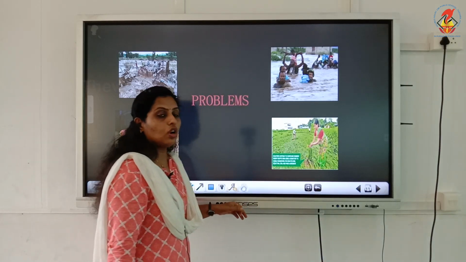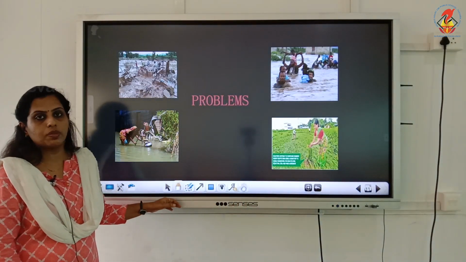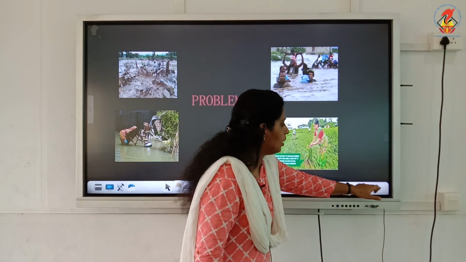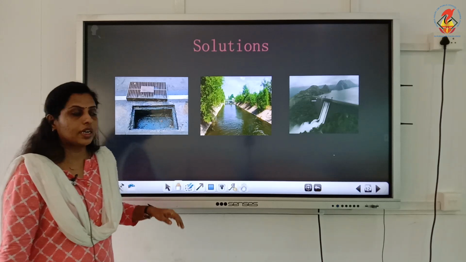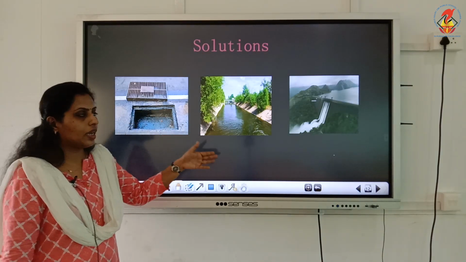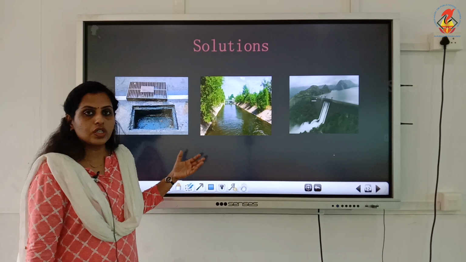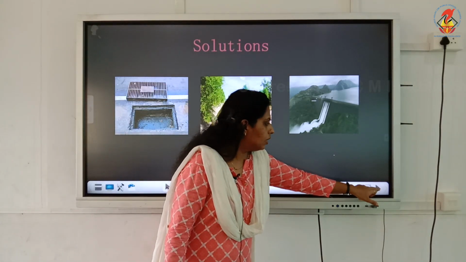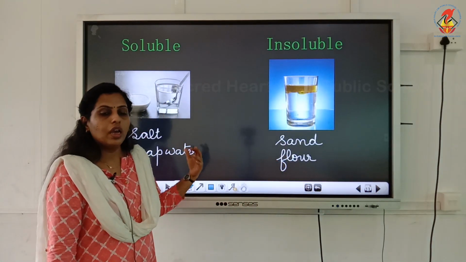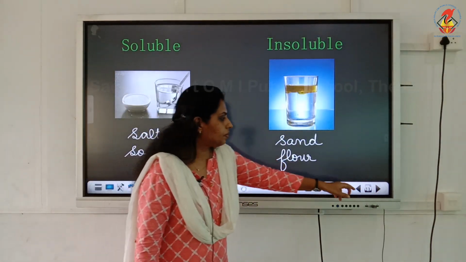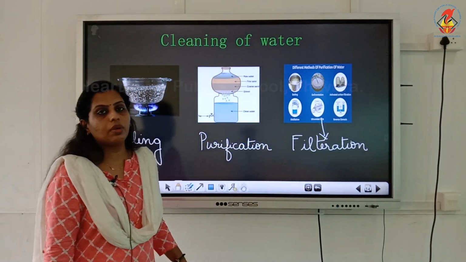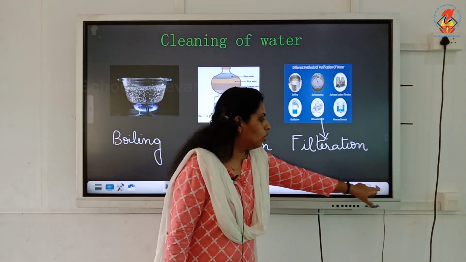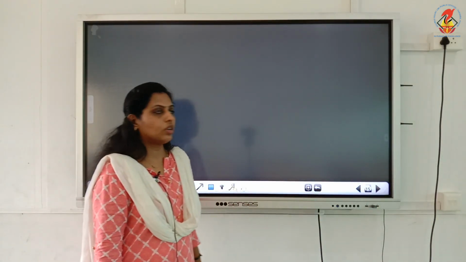Now we learned what the different problems caused by floods are: starvation, loss of life, and damage to farms. And the solutions are a proper drainage system, canals, and dams. If they are constructed, what will happen? We can control these kinds of problems. Then we learned what a soluble and an insoluble thing is. Then finally we learnt how to clean water, how to turn impure water into pure water for drinking.